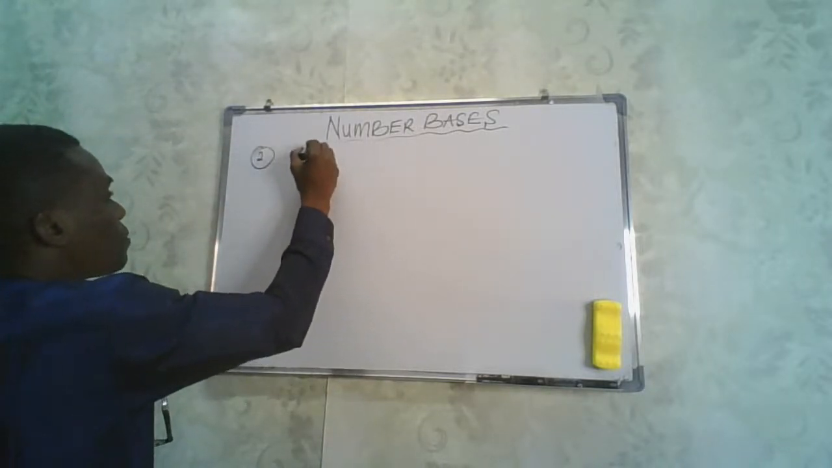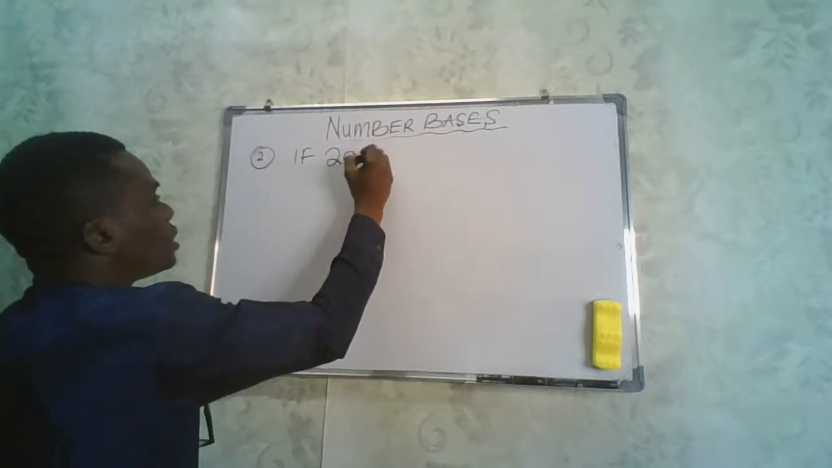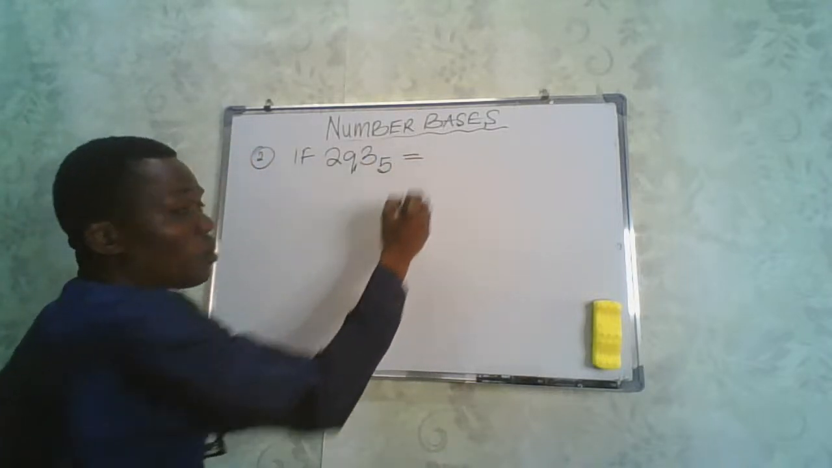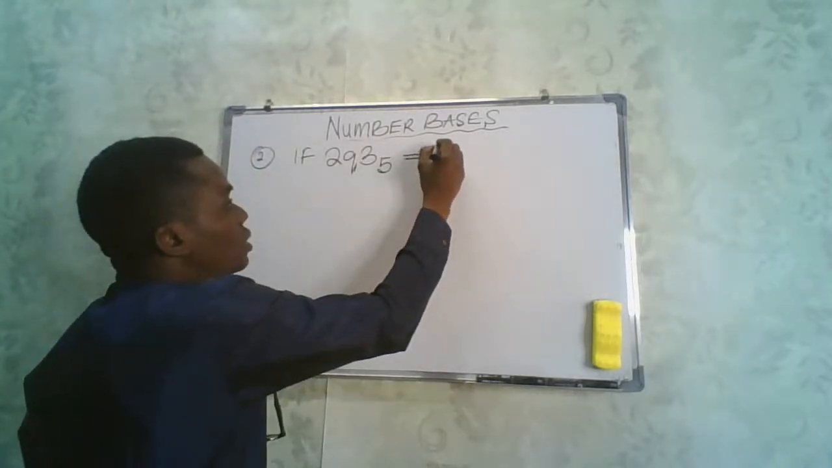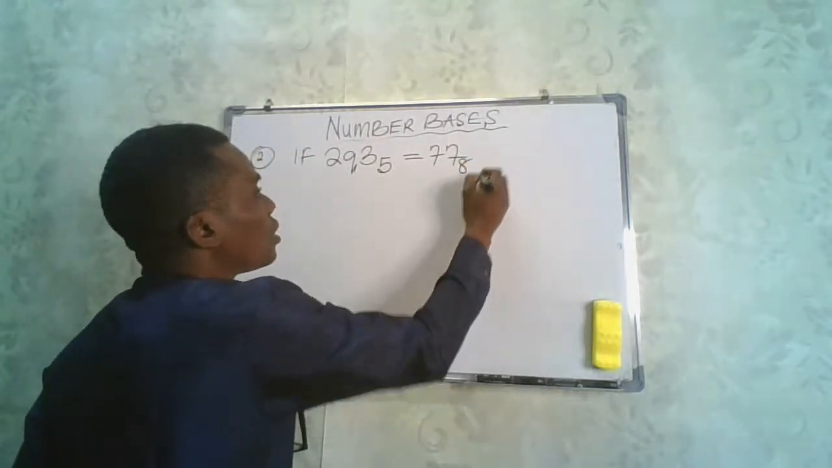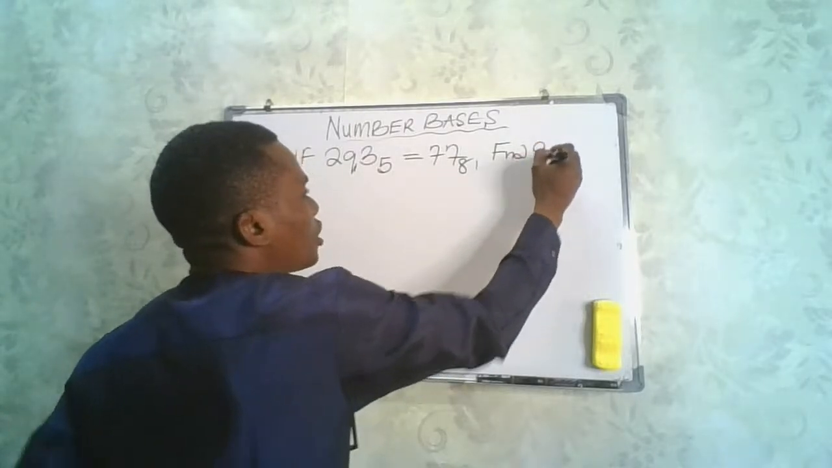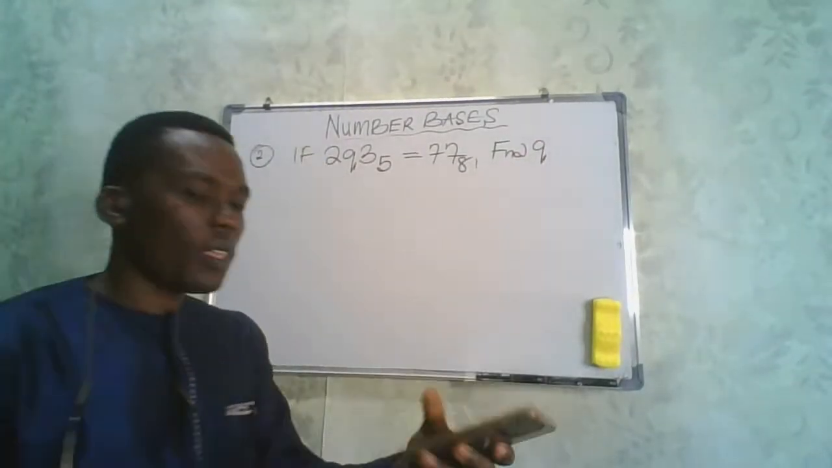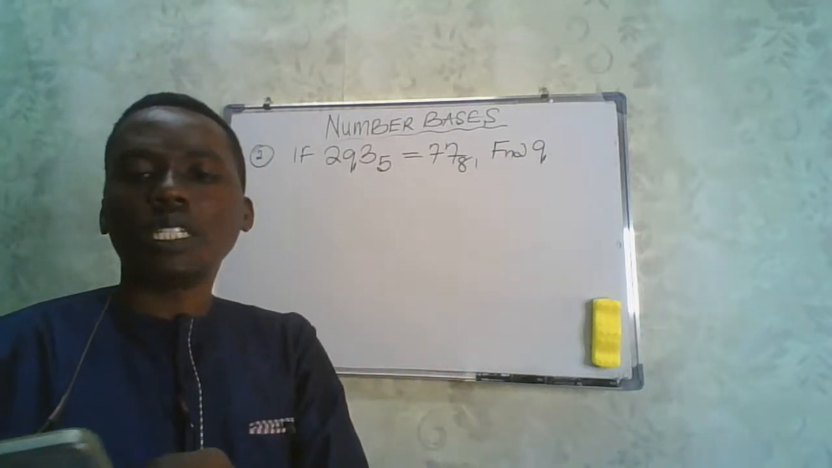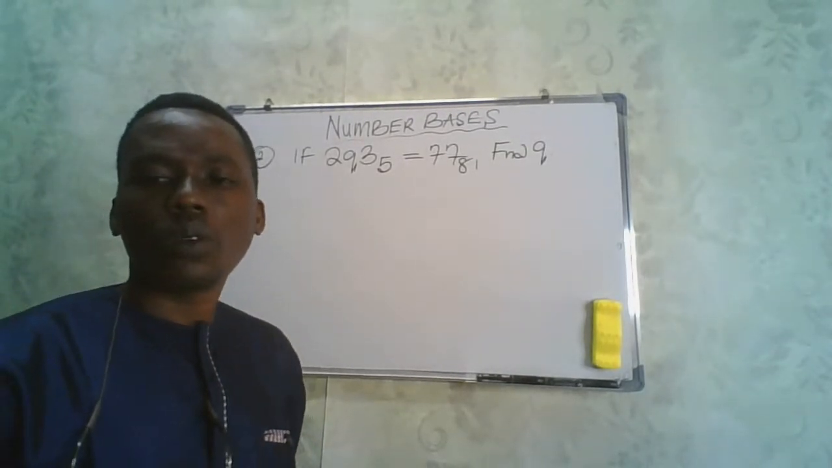Sample 2: if 2Q3 in base 5 is equal to 77 in base 8, we are asked to find Q. So that is the value we are given, and we are asked to find Q. When we are given this question, we need to find the solution to it.